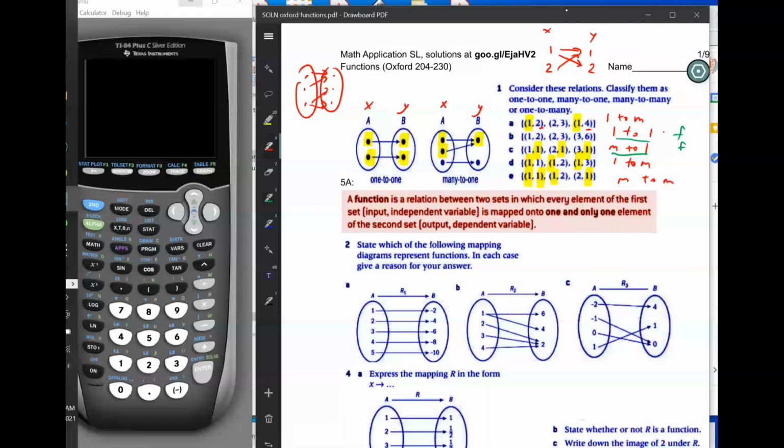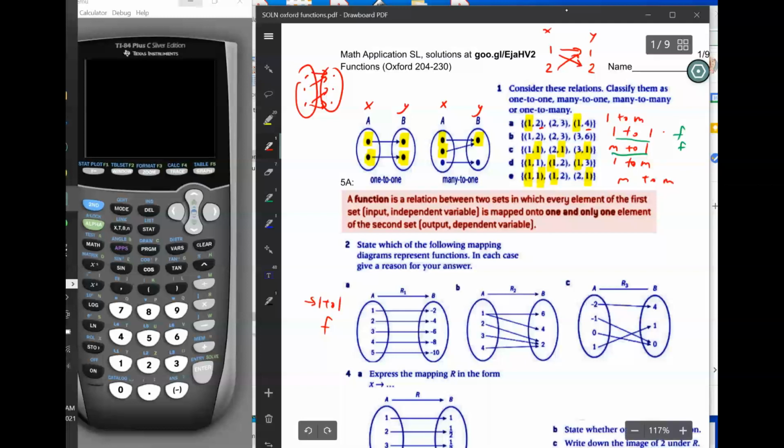So let's take a look at the first one. In the first one, it shows that every single number maps to a distinct number. So that would be a 1 to 1, which means that it is a function. Okay, and the reason why is because it's 1 to 1. That's the reason. What about B?